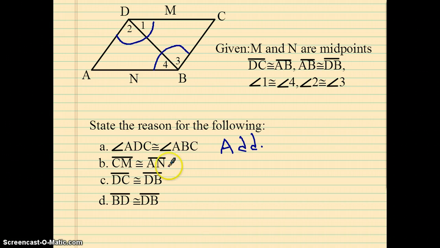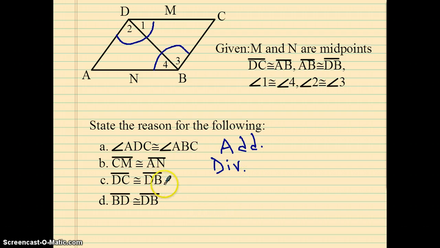Alright, and then CM and AN, so we want to know AN right here, this segment, and CM, that segment. Are they going to be congruent? Well, we know these big segments, DC and AB, are congruent, and M and N are both midpoints. So if we have 2 segments congruent, put in midpoints, their pieces are going to be congruent by division.